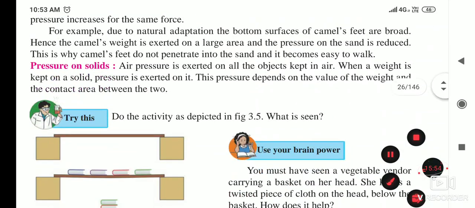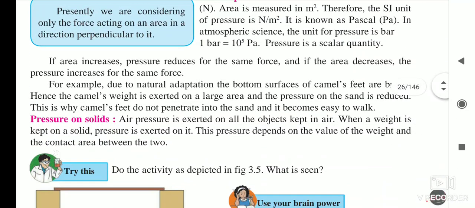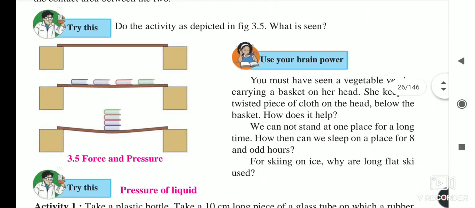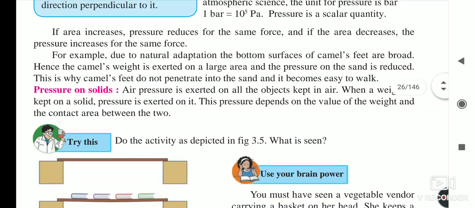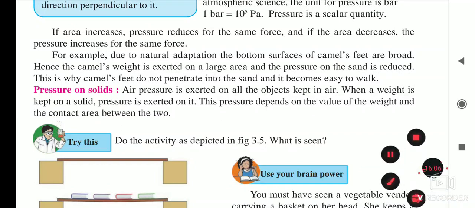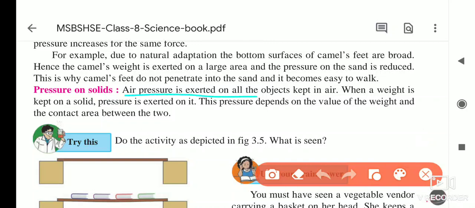Okay, now next, pressure on solids. And for this they gave you an activity. The next part is the pressure on solids. Air pressure is exerted on an object kept in the air. You just keep anything, and we are also in the air, so on our body also air pressure is applied. Anything you take, air pressure is there.